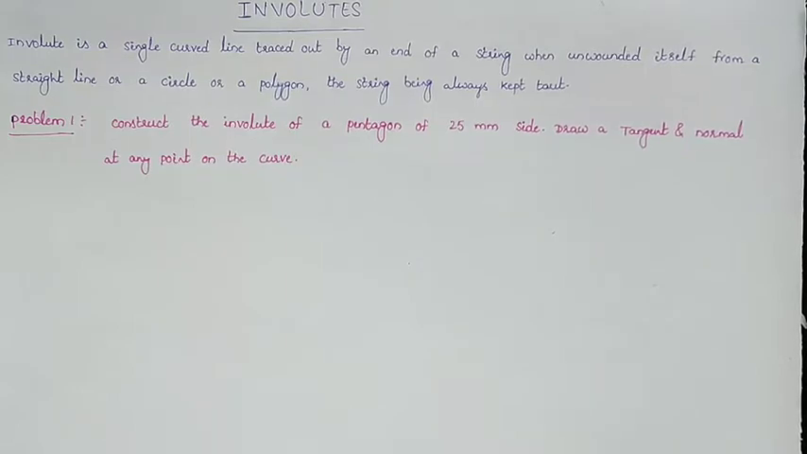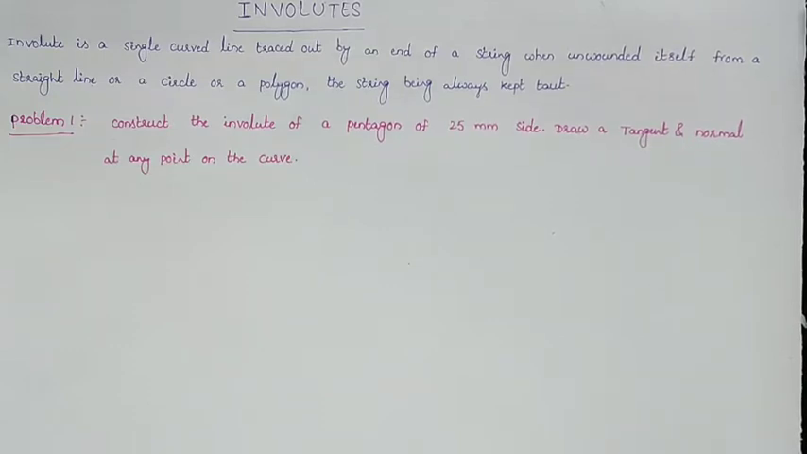So an involute is a single curved line traced out by an end of a string when unwound itself from a straight line or a polygon or a circle, the string being always kept tight. This is the involute of a circle or involute of a polygon. I am going to discuss it with some examples.